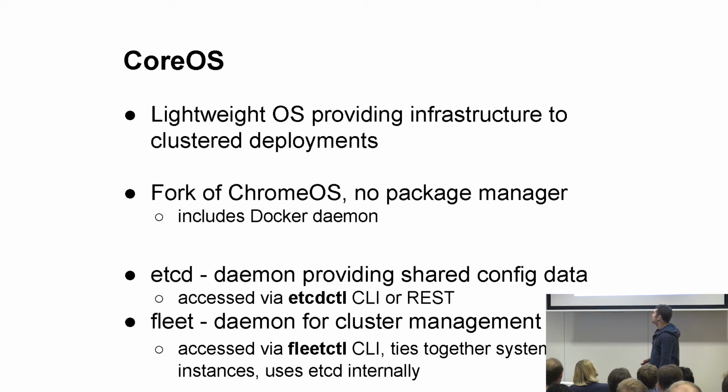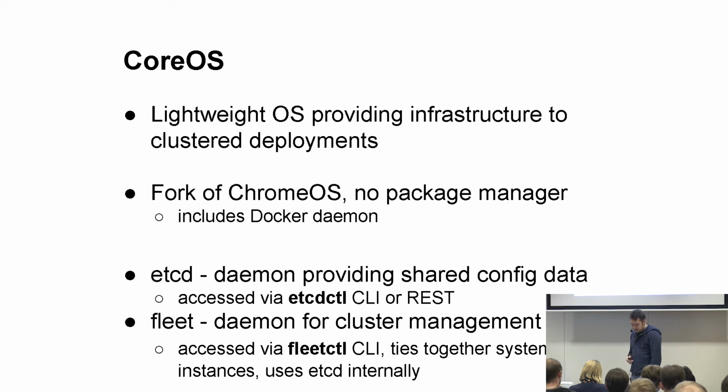Then we move on to CoreOS. CoreOS, again pulled from Wikipedia, is a lightweight OS providing infrastructure for clustered deployments. It's a fork of Chrome OS, the one in Chromebooks, and includes no package manager. Pretty much the only things it includes are a couple of its own tools called etcd and Fleet, the Docker daemon, and then command line tools.